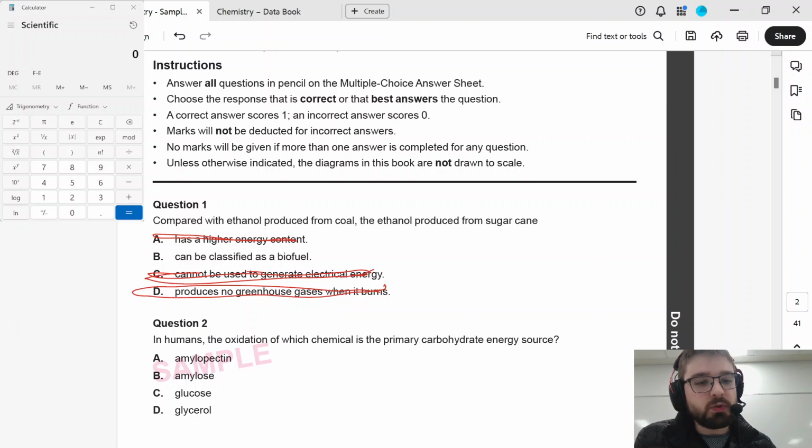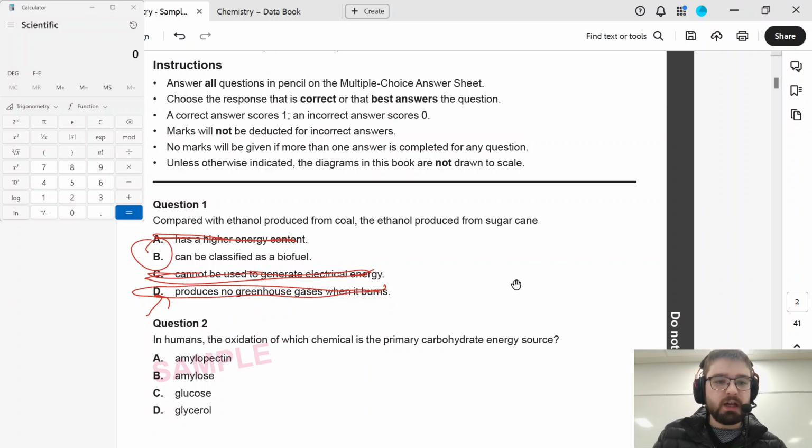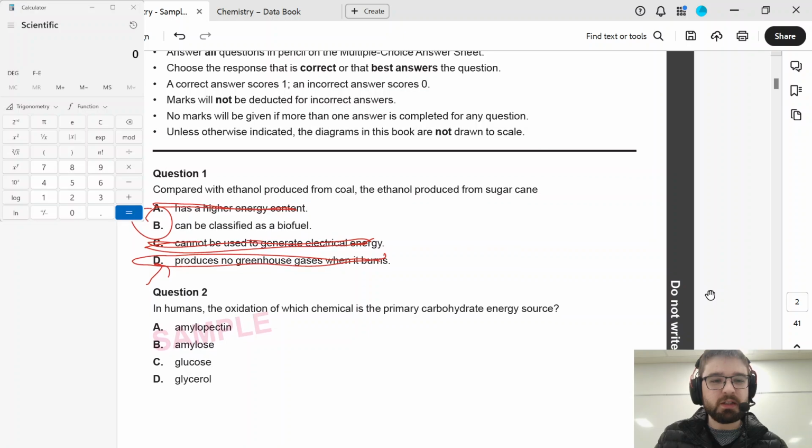Something like this is just always referring to if you wrote up the combustion equation, does it have carbon dioxide as a product, or water, or whatever? And yes, it does. So, can be classified as a biofuel. Again, that's me giving commentary on it. You can probably finish it faster than me in that sense.